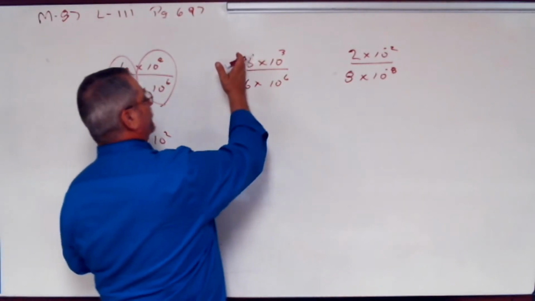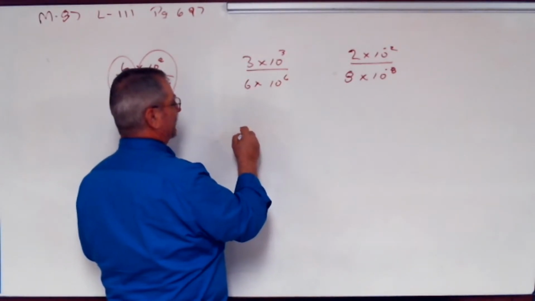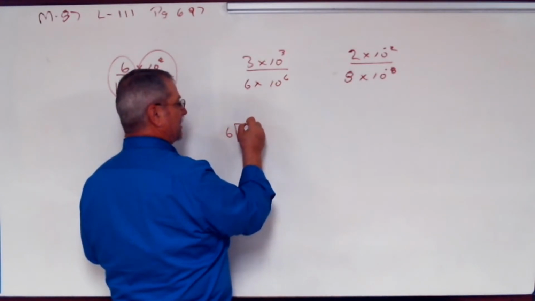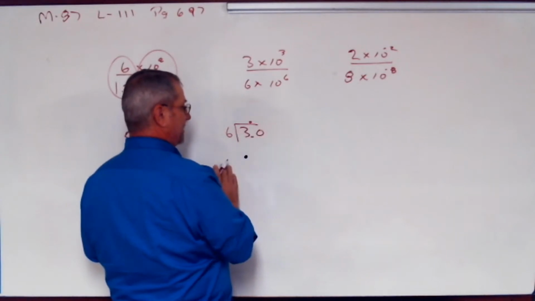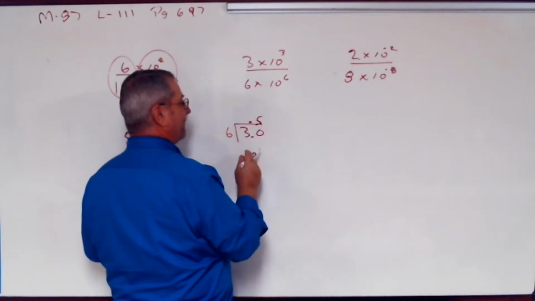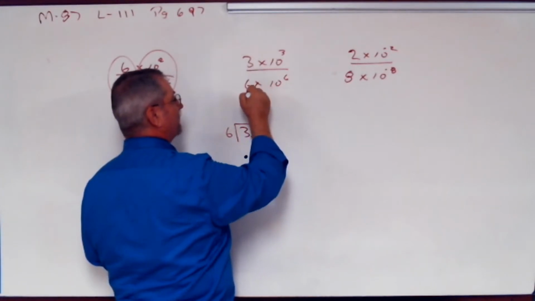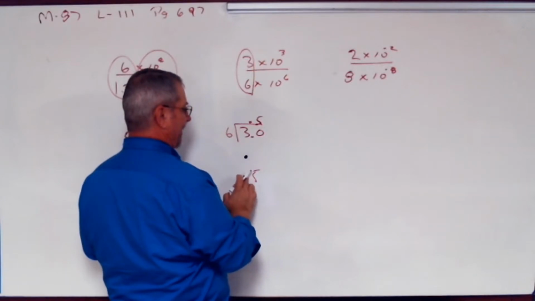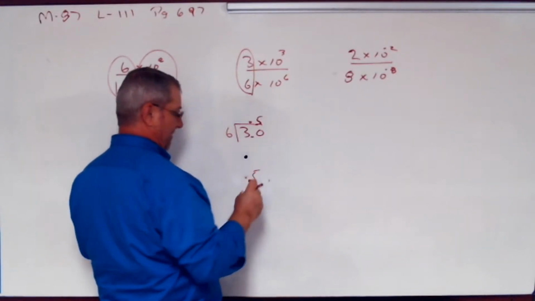Right here, 3 divided by 6. Okay, we're going to do this. You're going to bring the decimal up here. You're going to put a 0 here. 6 goes into 30 5 times. So this part of it right here is 0.5. Okay, 5/10. Right here. Yes?